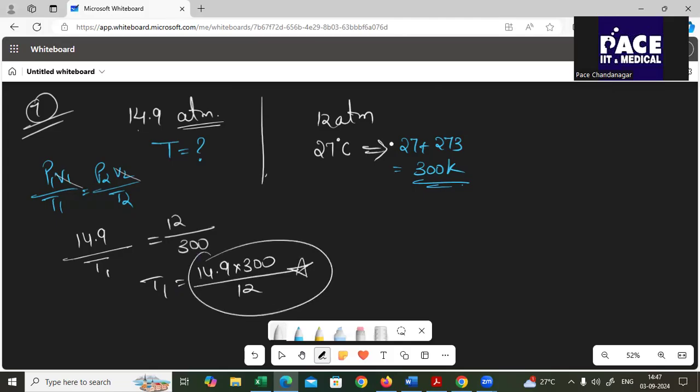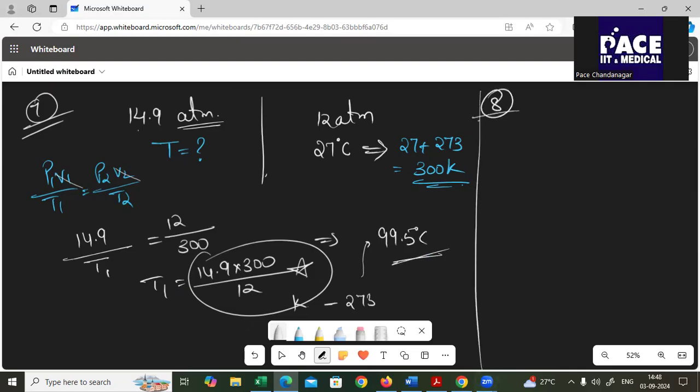All right. So as you can see, you will get it in Kelvin, and Kelvin minus 273, you will get it in Celsius. The answer would be 99.5 degrees Celsius. Please do the calculations and let me know if you got the same.